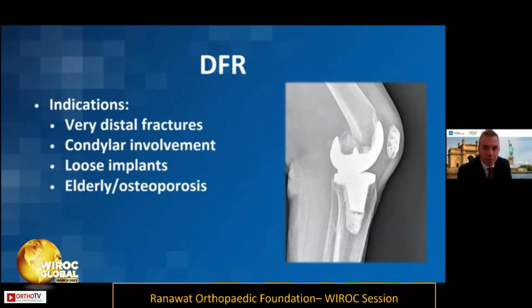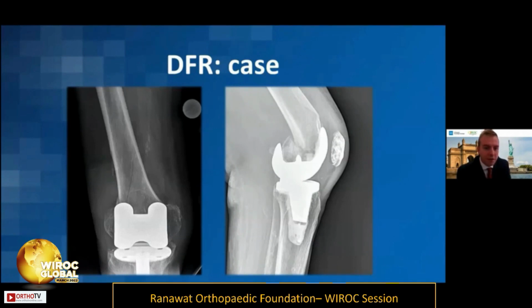The indications, in my opinion, for a distal femoral replacement are very distal fractures with condylar involvement and ligamentous compromise, obviously loose implants, and elderly patients with very osteoporotic bone. By doing a distal femoral replacement, you don't need any biology or healing at all in those patients with compromised healing potential. So here's a case out of a series.